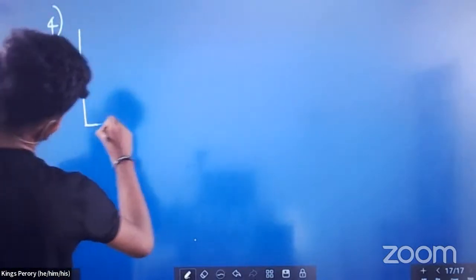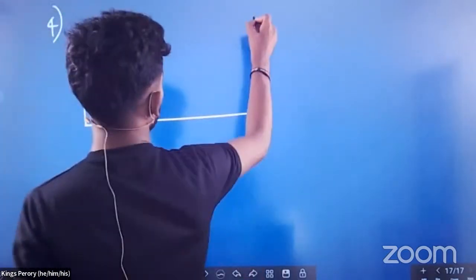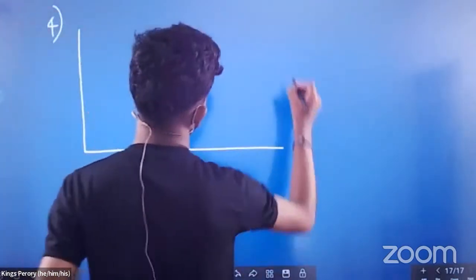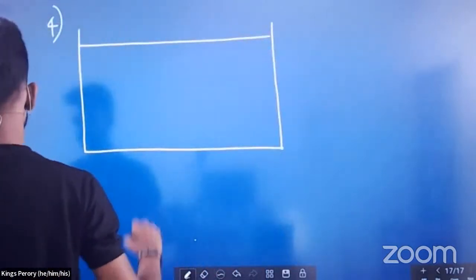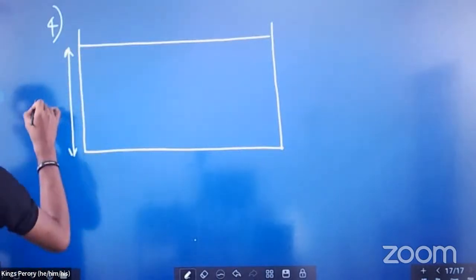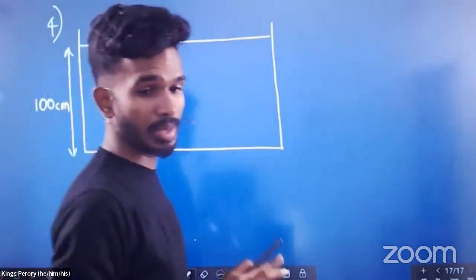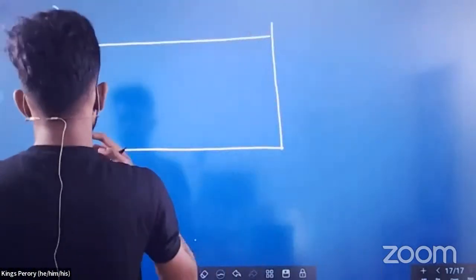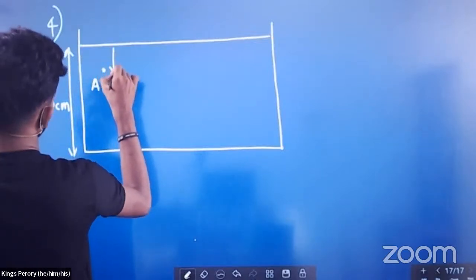Question 4. You have a fish tank. Fish is not there, water is there. My total depth is 100 centimeter. This is point A. Point A is 10 centimeter.